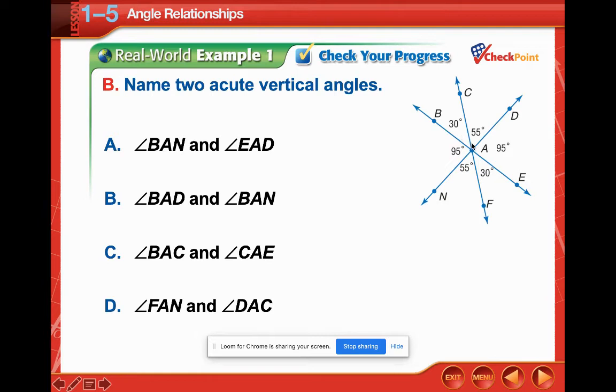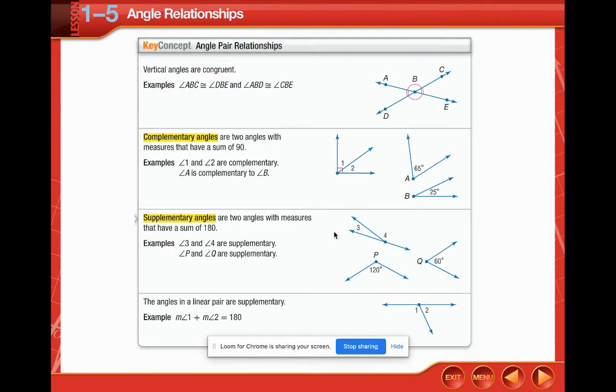So we got BAC right here, which is 30 degrees, and then CAE. They're next to each other, not across from each other. So they're not vertical, and this is not acute. CAE is 150 degrees, which is larger than 90, so it's not acute. All right, FAN, right here, which is 55, and DAC, which is 55. They are across from each other, 55, 55. They're vertical, and they're acute, so it's got to be D. All right, boom. So we got that right. Hopefully you did too. Now that you've just learned that, let's talk more angles.